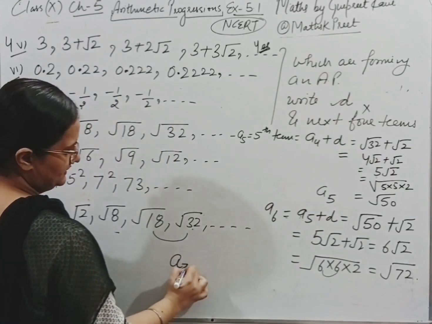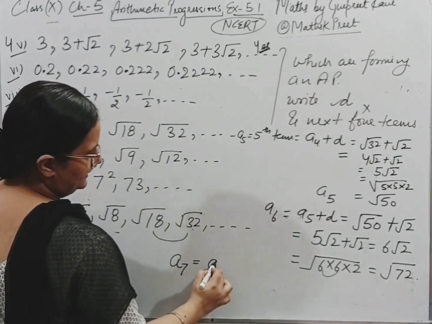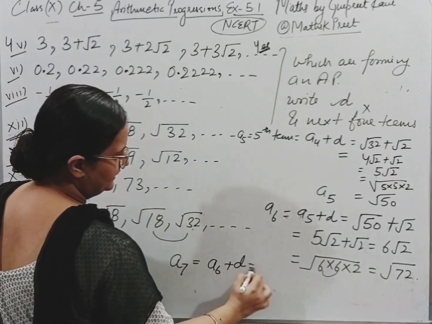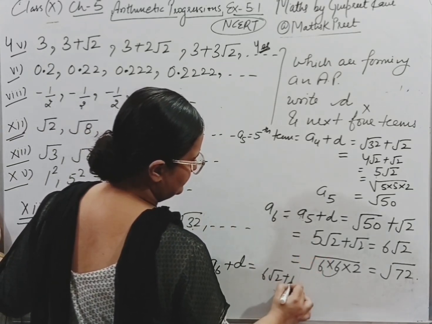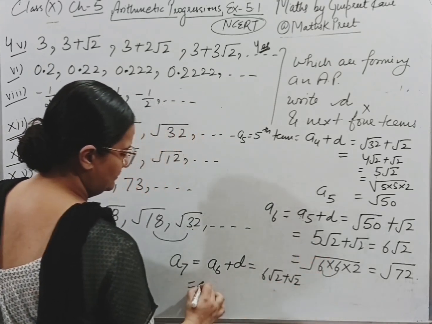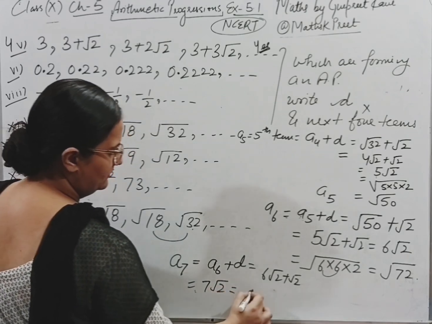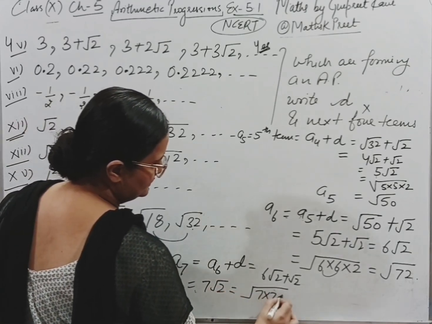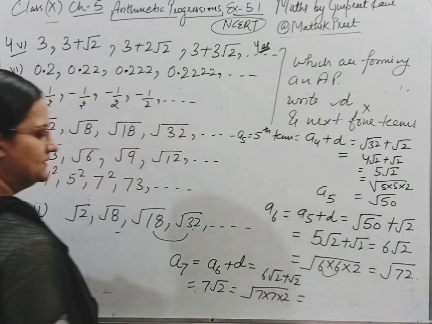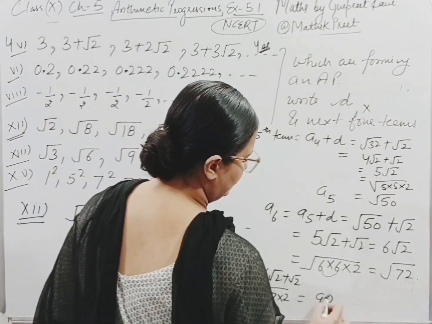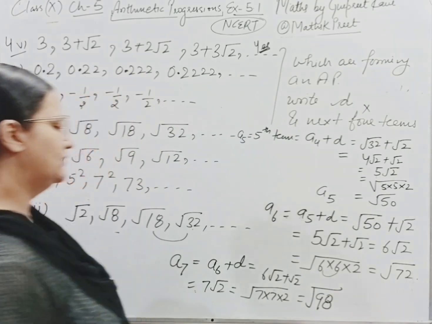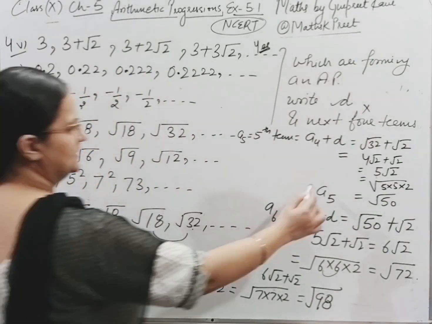A7, this is here written 3 terms only. So to write A7, I'll write A6 plus D. Fine. A6 was my 6 root 2. 6 root 2 plus root 2. That means 7 root 2. So I'll take this value in the root. I'll write 7 into 7 into 2. 7 sevens are 49 into 2. 49 twos are 98. So this is the value for the next 3 terms.